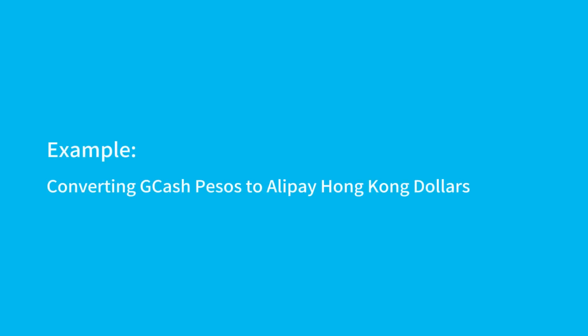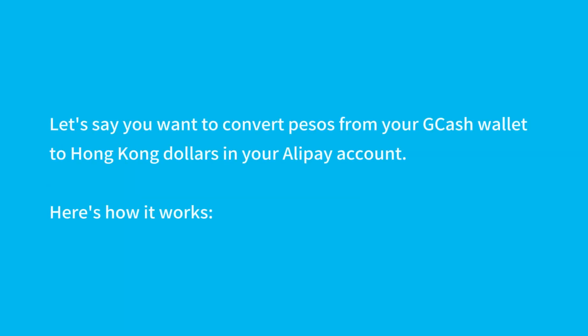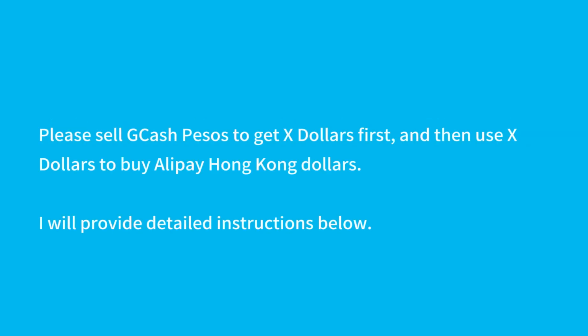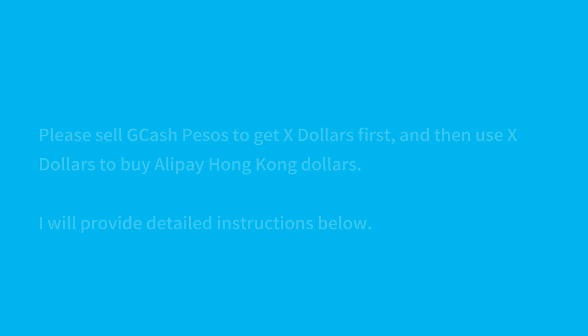Example, converting GCash Pesos to Alipay Hong Kong dollars. Let's say you want to convert Pesos from your GCash wallet to Hong Kong dollars in your Alipay account. Here's how it works. Please sell GCash Pesos to get X dollars first, and then use X dollars to buy Alipay Hong Kong dollars. I will provide detailed instructions below.